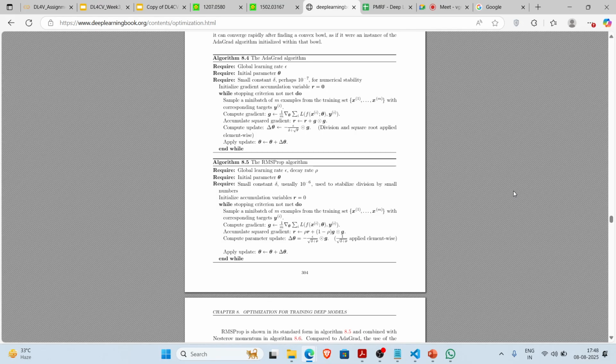Finally the RMSprop algorithm, in which you have the training set and the corresponding y targets. Compute the gradient g here, and then we are accumulating a moving average of the gradient with rho, which is the decay rate. R is the initial accumulation variable. So you accumulate the gradient, calculate the parameter update, and finally apply this update.